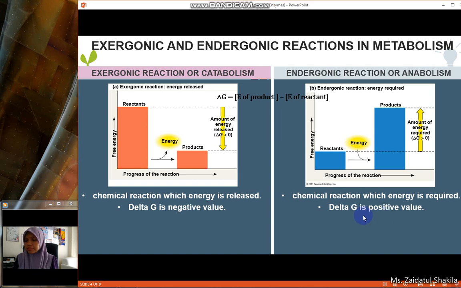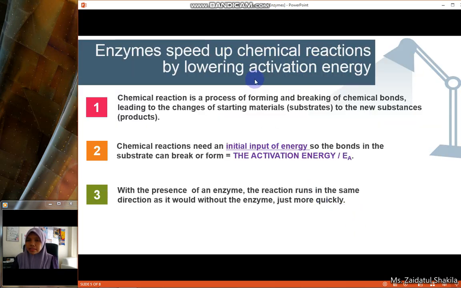Alright. Okay, so how do enzymes speed up chemical reactions? By lowering the activation energy. Chemical reaction is a process of forming and breaking of chemical bonds that leads to the changes of starting material. Sometimes we call it substrate, sometimes we call it reactant, to form products. So chemical reaction must require an initial input of energy so the bonds in the substrate can break or form. The initial input of energy, we call it activation energy. The abbreviation of activation energy is EA.